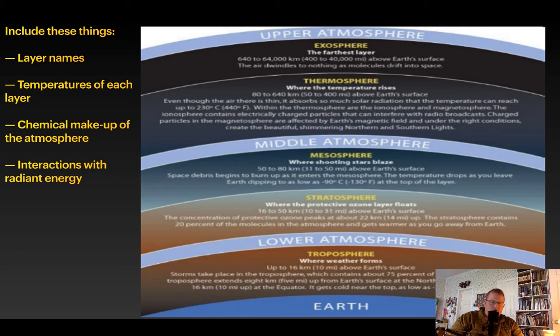So we're talking about the things that make up atmosphere. We're talking about oxygen and nitrogen and argon and carbon dioxide and water vapor, all of these things that make up atmosphere.